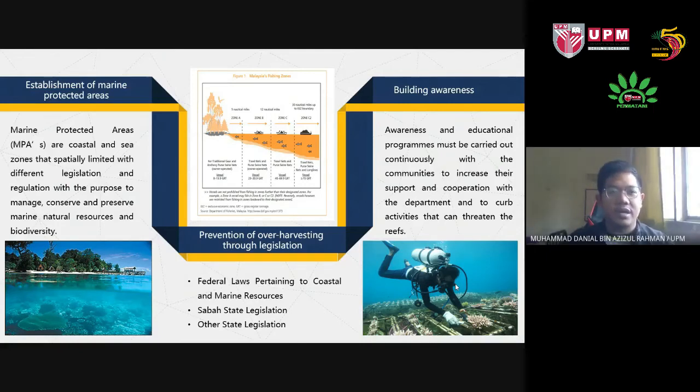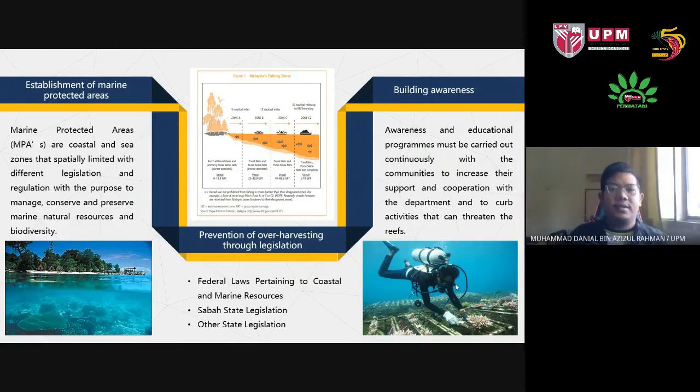So as you can understand, there are three things that are very important in protecting our coral reef. The first one is establishing an MPA. Second is through legislation, and the third one is awareness and educational purposes. These are very important things that can help curb the problem in Malaysia: what is threatening our corals.